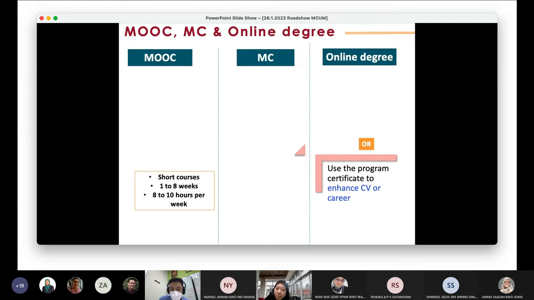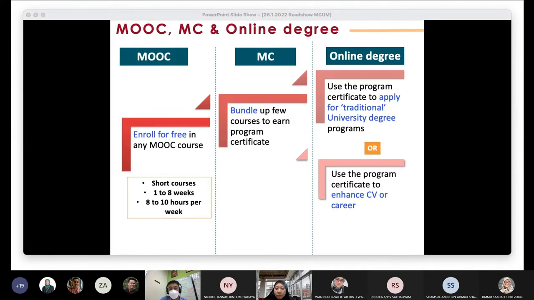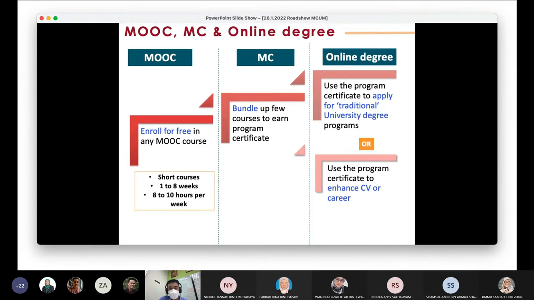Next page. The difference between the three modes of online courses, between MOOC, microcredential and online degree, is that a MOOC course is typically something that you offer for a short period of weeks, between 1 to 8 weeks, and it is what we call short courses. The study hours for MOOCs can be between 2 to 4, or higher hours of learning per week.